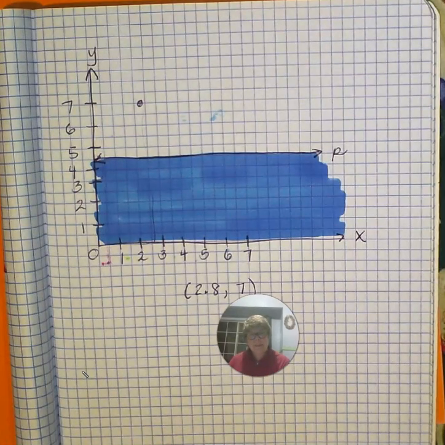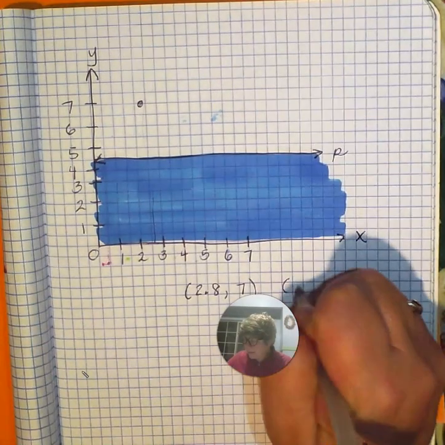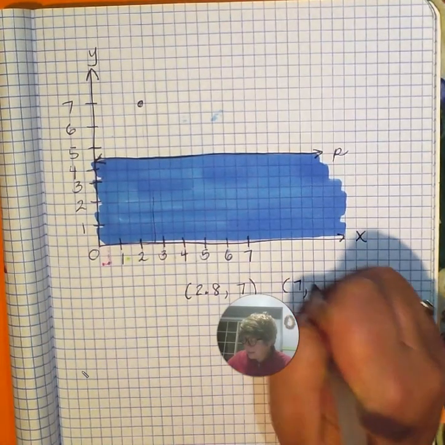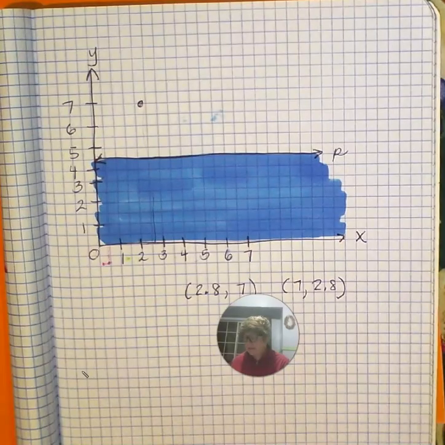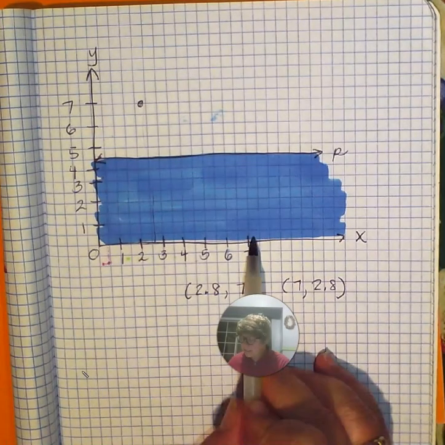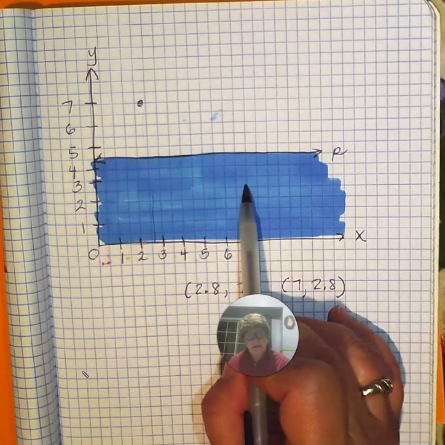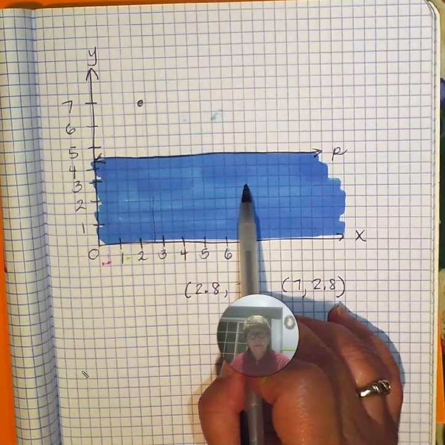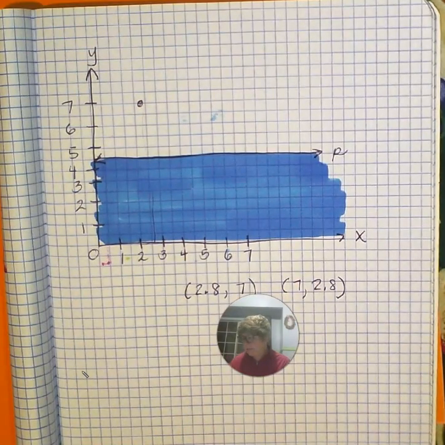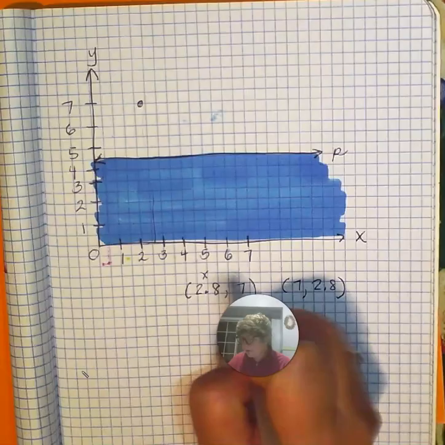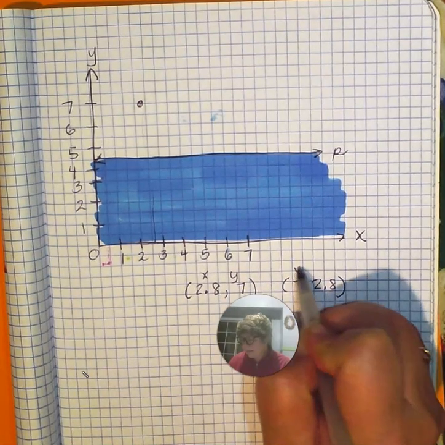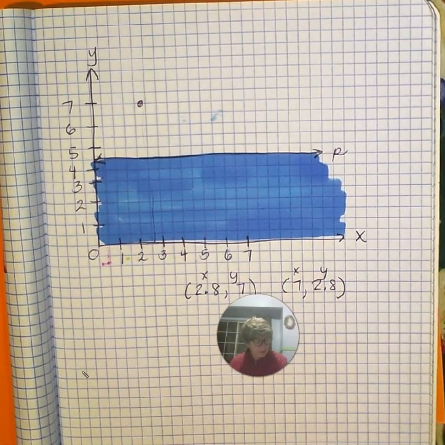Do you see the mistake he made? Was he thinking about maybe 7, 2 8/10? 7, 2 8/10 would be there inside the blue region. So be very careful with your x and your y. Pay very close attention to your ordered pairs.